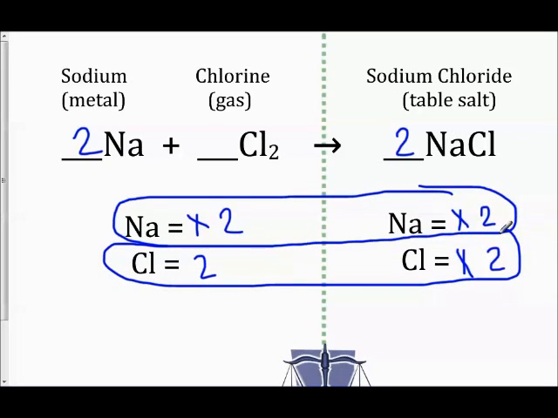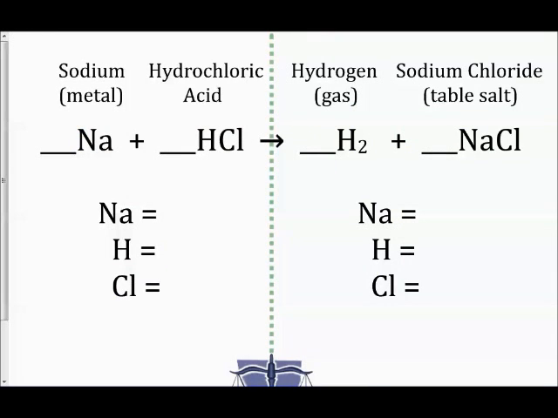Beautiful. All right, let's do a couple more just to make sure you have it. This one here, we're going to take that same sodium, combine it with hydrochloric acid, and it'll make hydrogen and table salt. What a deal. All kinds of ways to make salt. Go ahead and try this one, balance it, and this one's a little trickier, so try this one on your own first, and then pause the video.